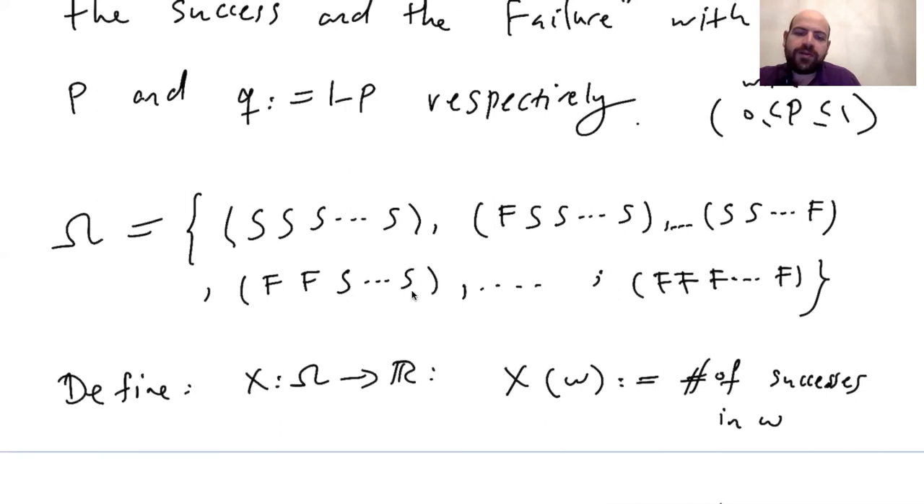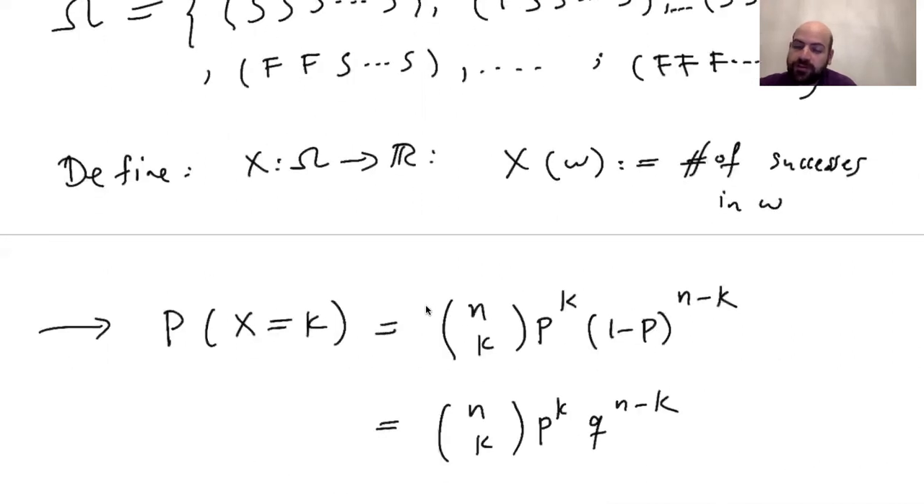Let's say similarly, if you want to have two failures, they can be first and second, first and third, or second and third, right? So if I want to have K successes, I can choose K locations out of N possible locations. For that, I have N choose K options.